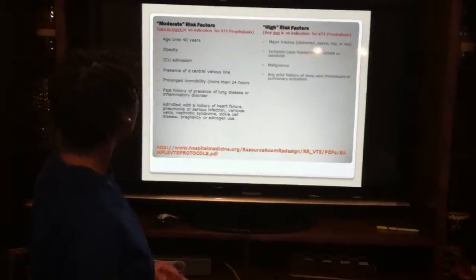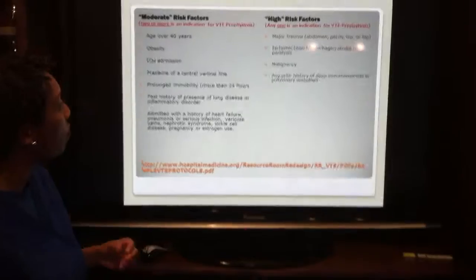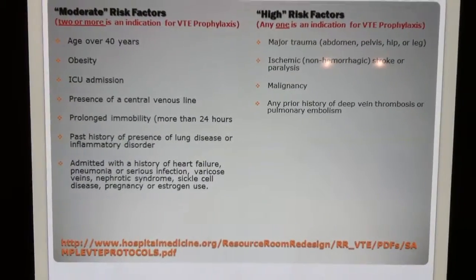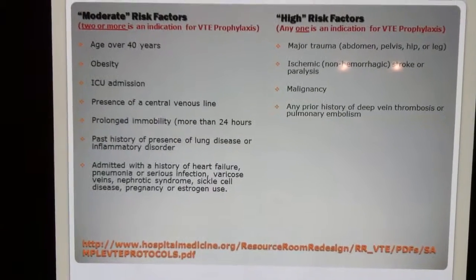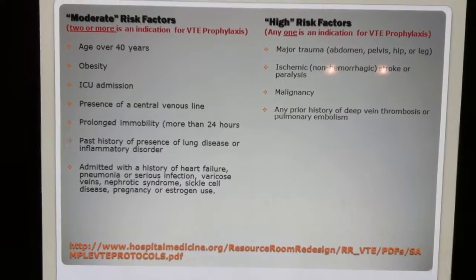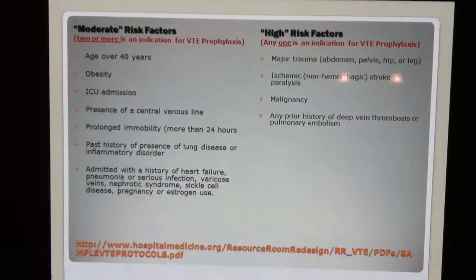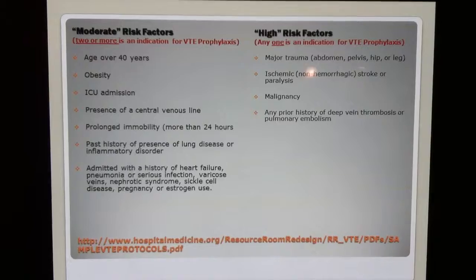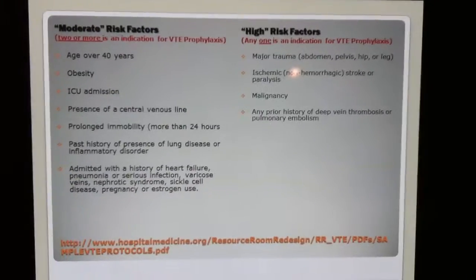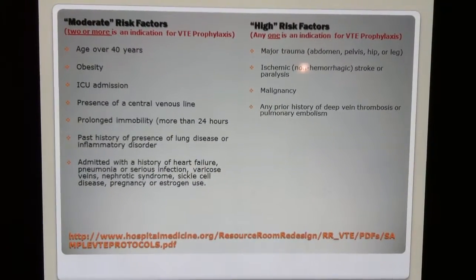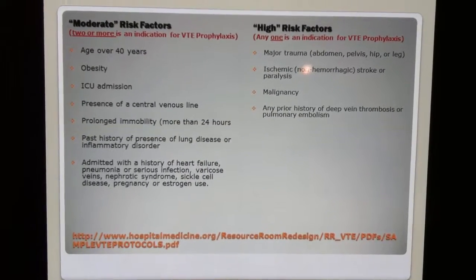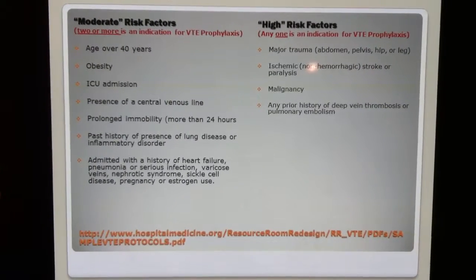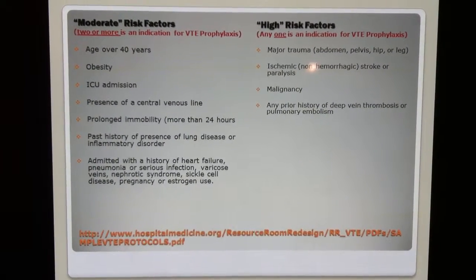The risk factors that put a patient at risk for VTE are age over 40, obesity, ICU admission, presence of a central venous line, prolonged immobility of more than 24 hours, past history or presence of lung disease or inflammatory disorder, and patients that are admitted with a history of heart failure, pneumonia, or serious infection, varicose veins, nephrotic syndrome, sickle cell disease, pregnancy, and estrogen use.